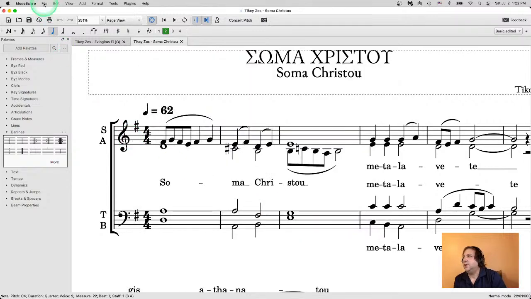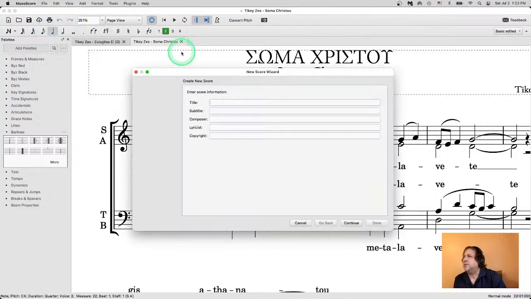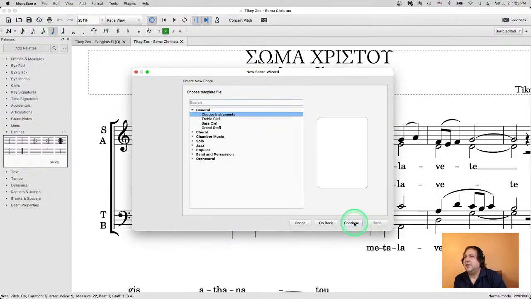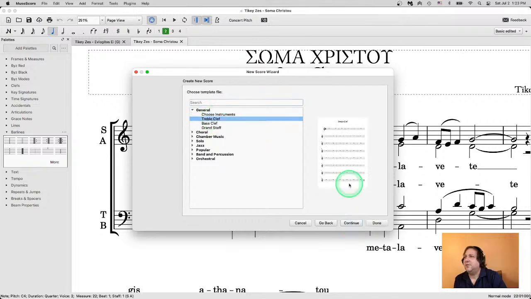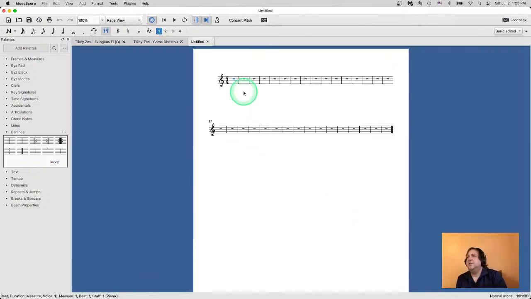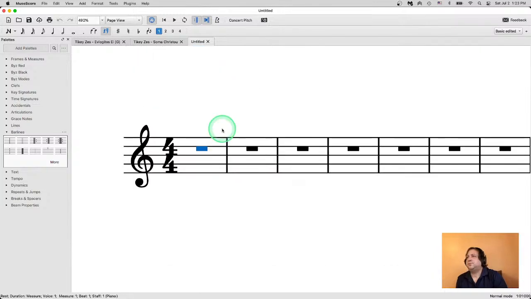I just want a new blank document. That's all I want. That's all I want in life. There we go, done. So let's draw a C major scale.